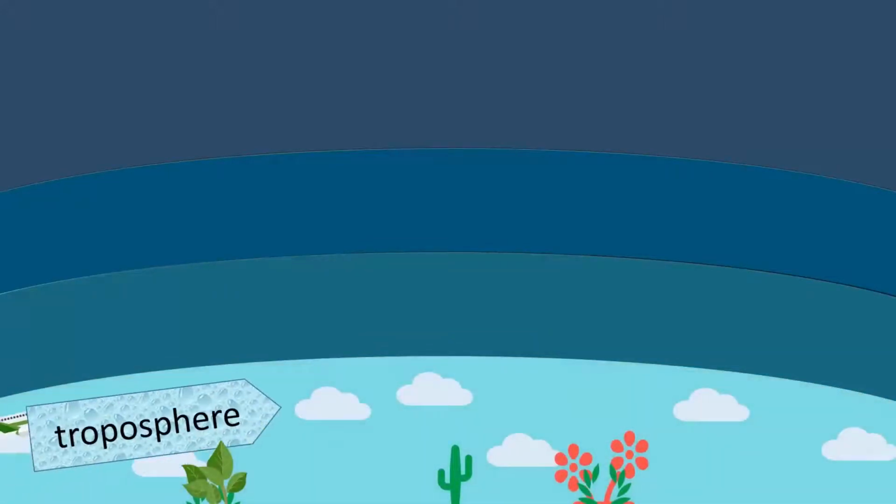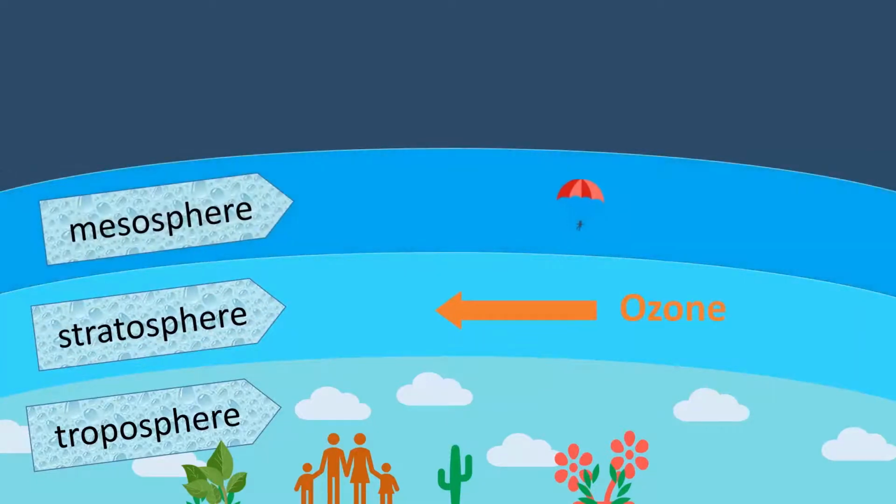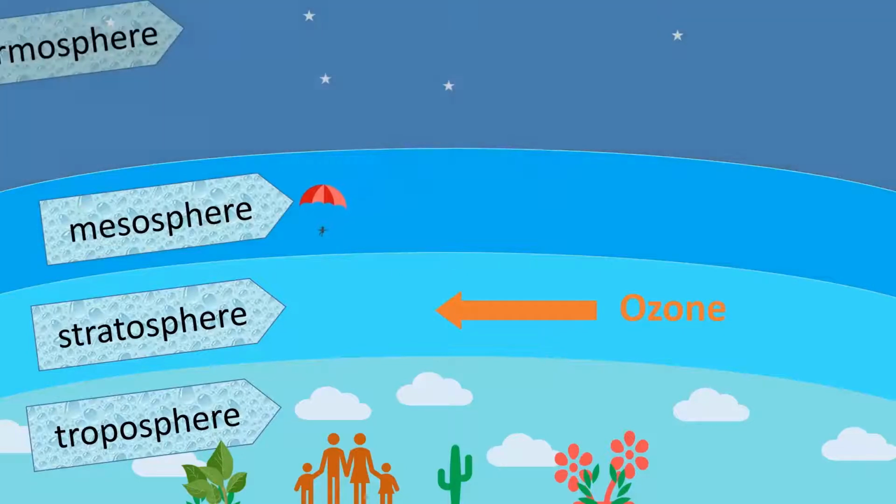Troposphere is the first layer of the atmosphere. This is where you and I exist. Most life exists in this layer because this layer has air. The other layers are the stratosphere, mesosphere, and thermosphere.